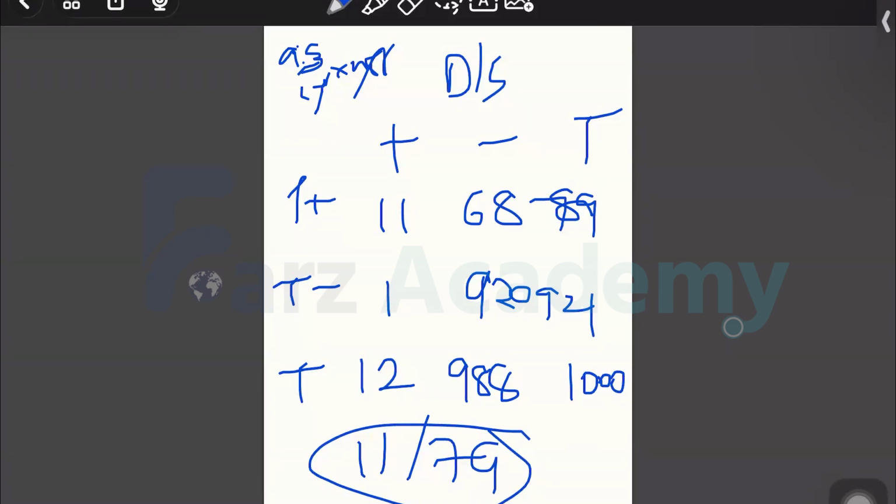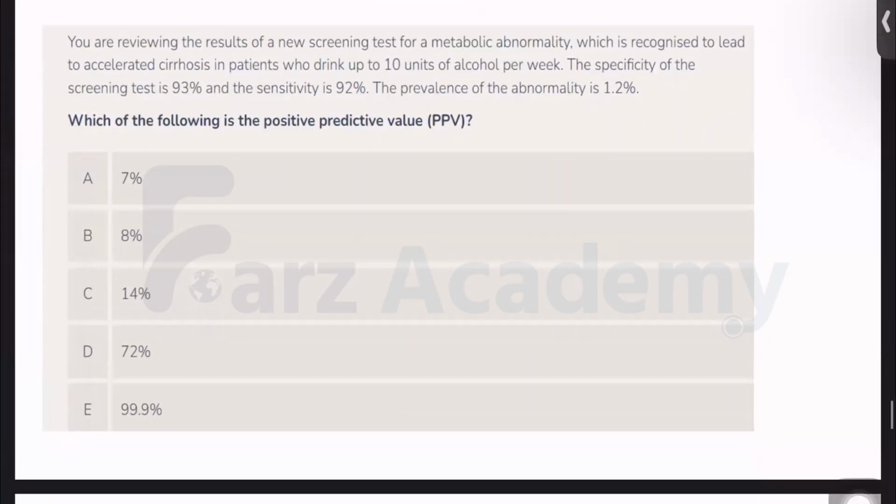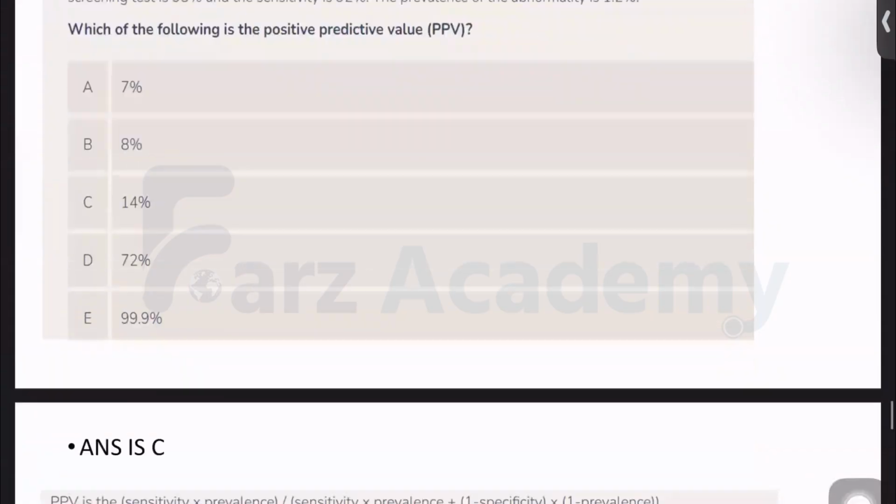So 11 by 79 would come to somewhere around 13 point something. Sorry. So you will get approximately, maybe the answer is 14. Okay.